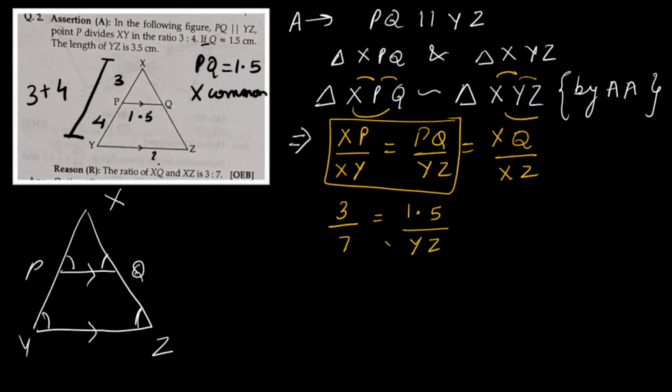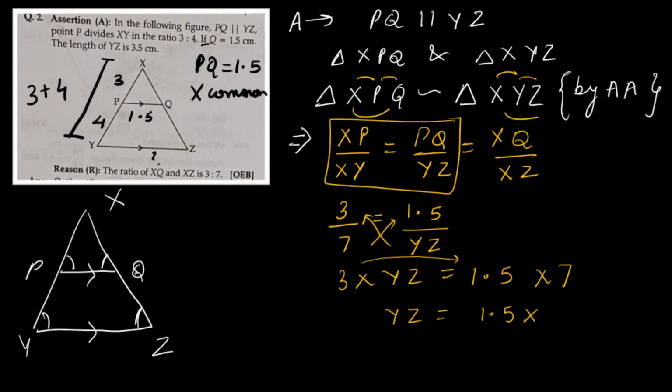So let's do cross multiplication here. So 3 into YZ is equal to 1.5 into 7. So YZ, I'll shift this 3 to the other side. So YZ is equal to 1.5 into 7 divided by 3. When we shift 3 to the other side, it will get divided, because here it's getting multiplied. Here let's remove the decimal. Always remove the decimal. So 10 will come, because after the decimal 1 digit is there, and from the numerator we are removing the decimal. So this 10 we have to write at the denominator.